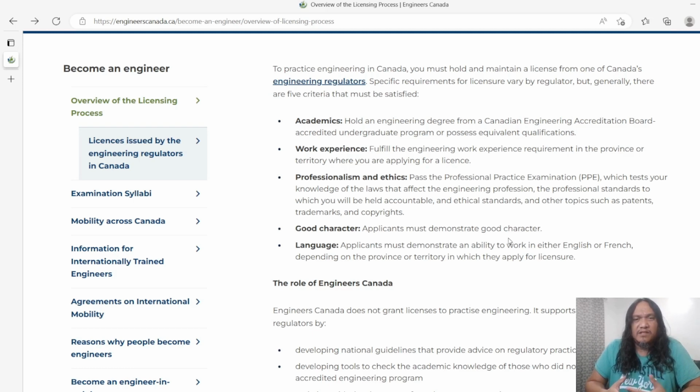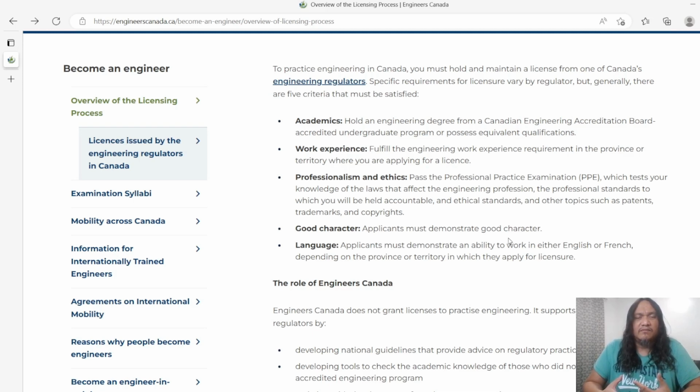For professionalism and ethics, you have to pass the exam. It's a 4-hour exam regarding the laws and contracts, patents, trademarks, and copyrights. Then good character. If I remember correctly, I submitted a clearance from the National Bureau of Investigation to prove that I don't have any criminal record back home.